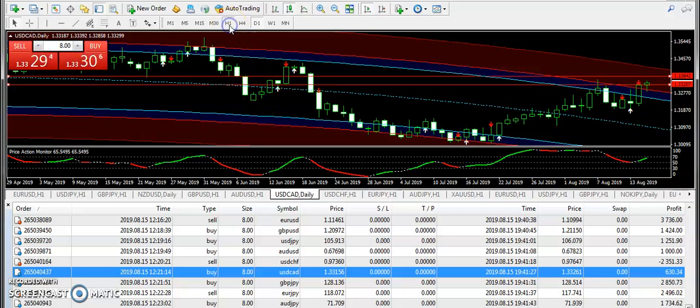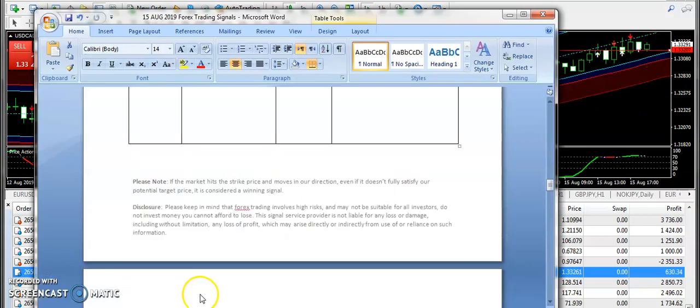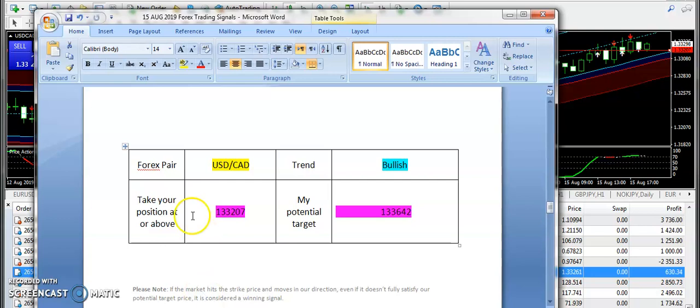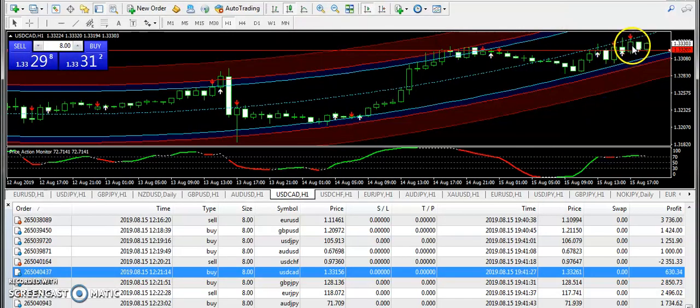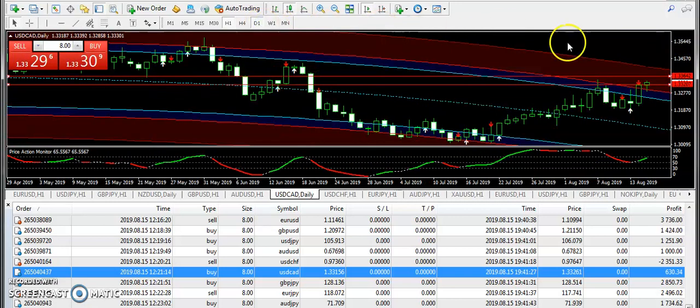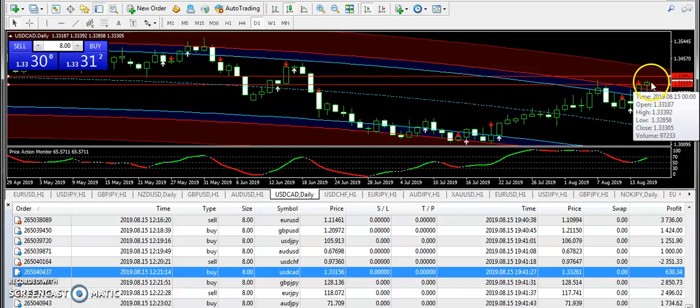So moving towards USD/CAD. USD/CAD was strong today, and I have supplied the bullish signal from 1.33207. And guys, you can see that the signal has already broken the entry, and this signal is supplied based on the daily chart. If you look at the daily chart, then the market is still making upward momentum in the top red boundary. So we do not have any bearish signs at the moment. So if it continues the bullish trend like this, then the market can reach up to 1.33642.